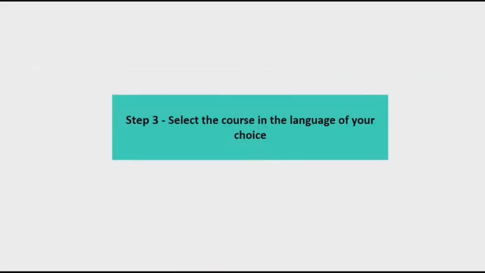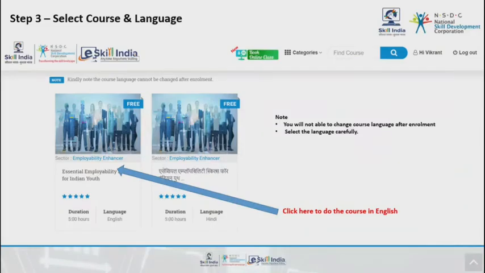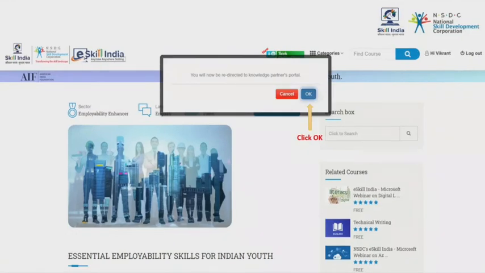Step 3. Select course and language. The course is available in 2 languages. To do the course in English, click here. Kindly remember, you will not be able to change the language of the course after enrollment. Select the language of the course carefully. Click on Enroll. Click on OK.